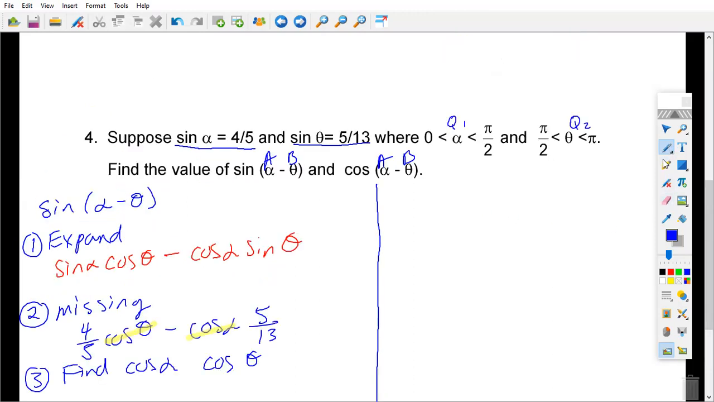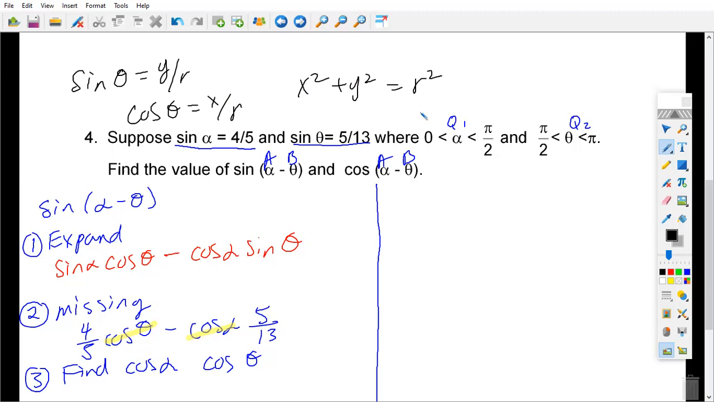Do we remember if we said sine theta equals y over r? Cosine theta equals x over r. X squared plus y squared equals r squared. Does that ring a bell? So if I know one of them, how do I solve for the other? Pythagorean theorem. Yes.